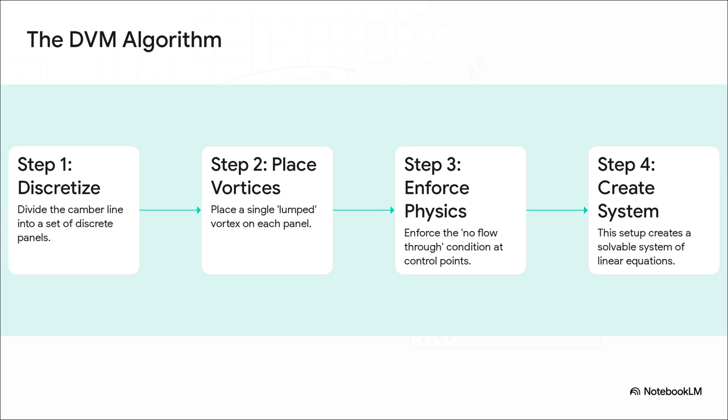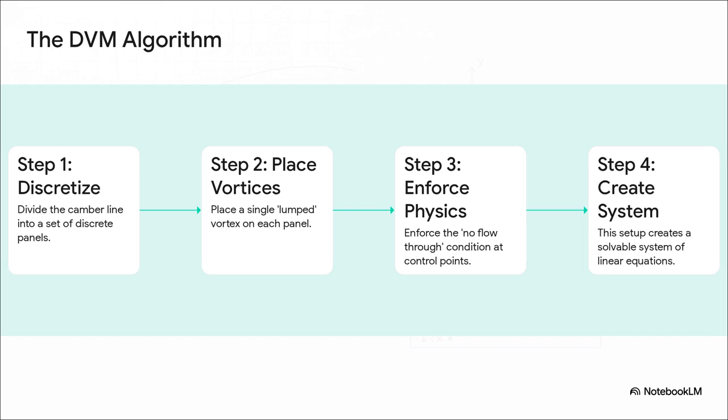As you see here, first we chop up that camber line into a bunch of separate little pieces, or panels. Then, on each of those panels, we plop down a single lumped vortex. And here's the crucial part. Step 3. We enforce the physics. We basically tell the simulation, hey, air can't flow through the airfoil. And just by doing that, we create a system of linear equations that a computer can actually solve. We've turned messy fluid dynamics into clean algebra.